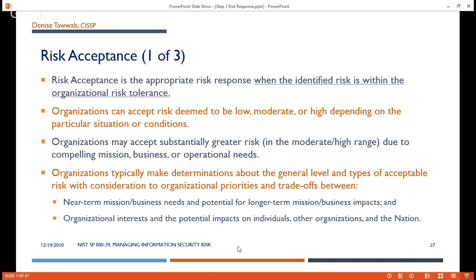Organizations typically make determinations about the general level and types of acceptable risk, considering organizational priorities and trade offs between near term mission business needs and potential for longer term mission business impacts, and your organization's interests and the potential impacts on individuals, other organizations such as your business partners, maybe your vendors, and the nation.